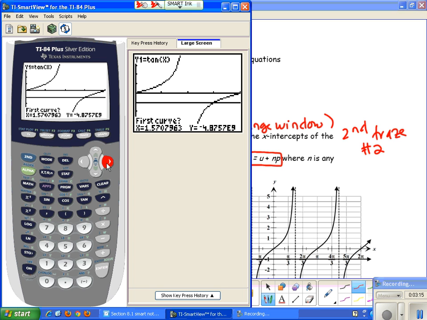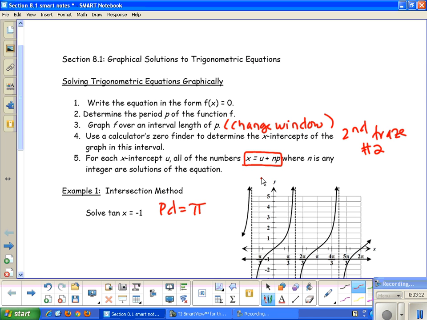And then I trace over close to that point, and I hit enter 3 times. And it guesses that the intersection is 2.3561. Now, for this equation, I can actually find the exact value of this because you should know from your unit circle what the tangent of -1 is equal to.